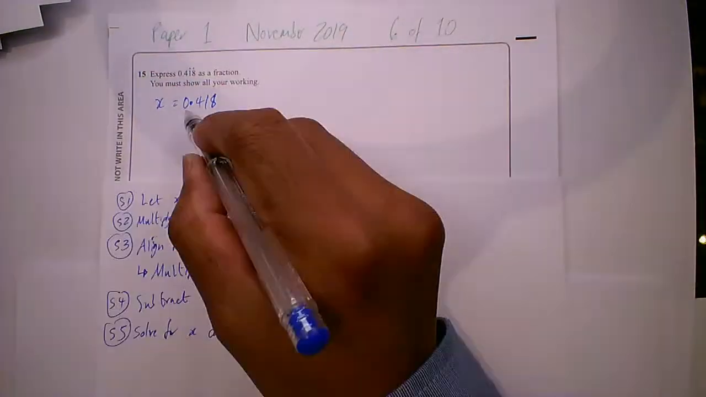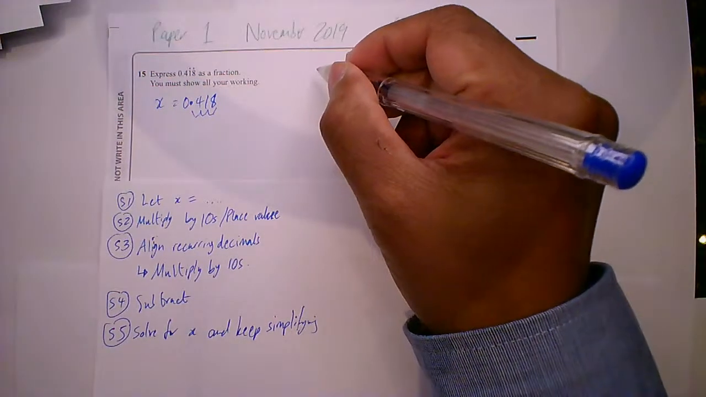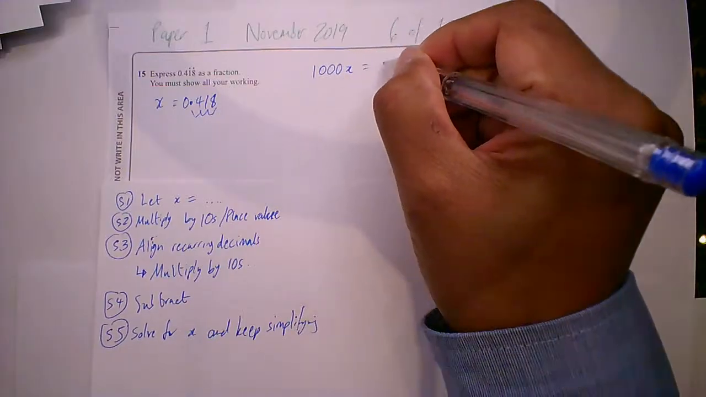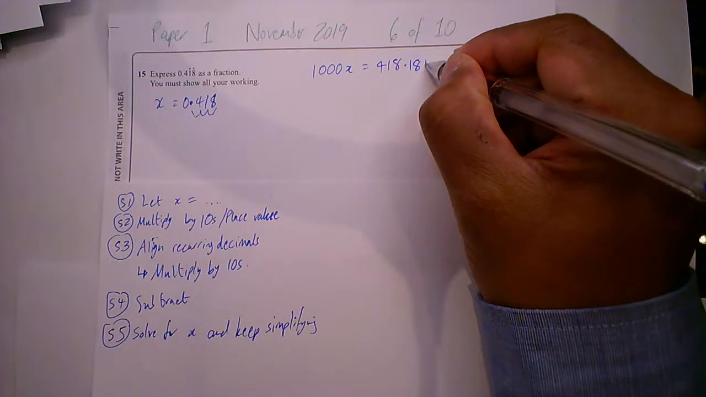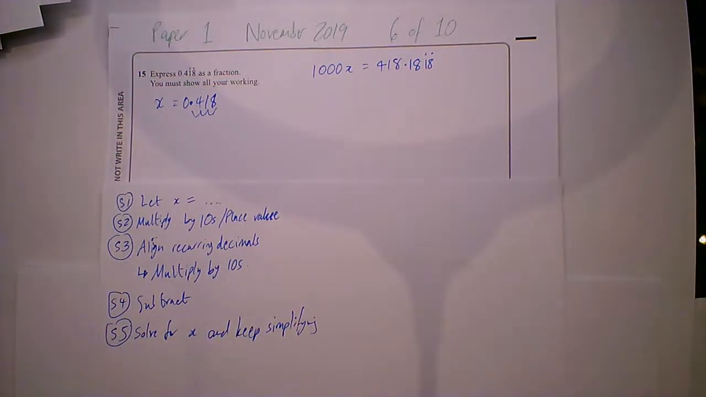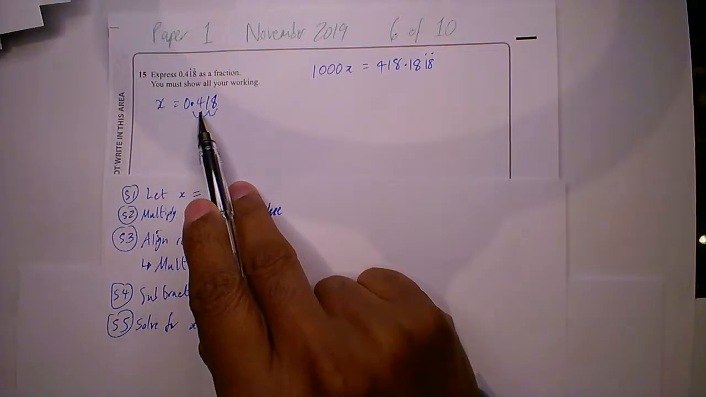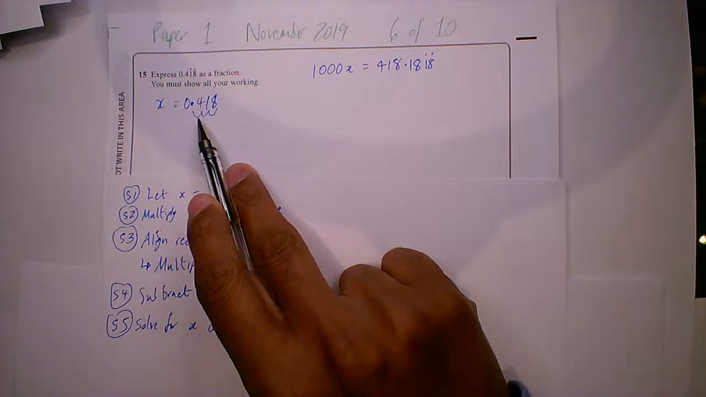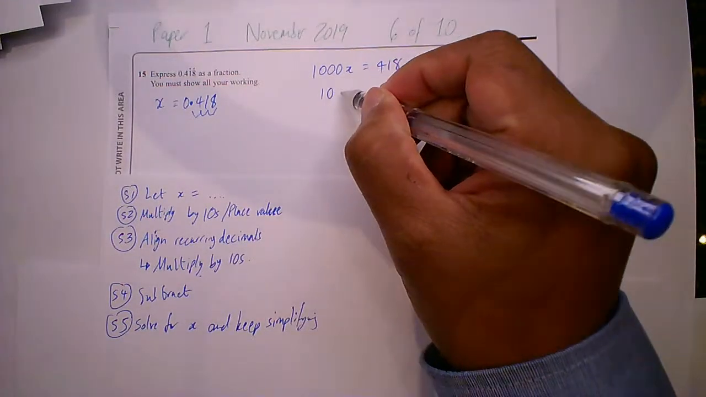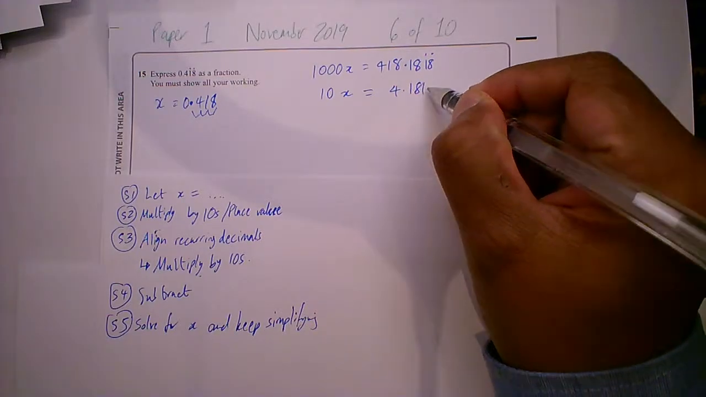How many place values do I need to multiply by? 1, 2, 3 place values. So that's going to be 1,000x equals 418.1818 recurring. Now that I've done this, I can look at my next step, align the recurring decimals. It's 0.4 at the moment, so it needs to shuffle across one place value, so it's times by 10, 10x equals 4.1818 recurring.